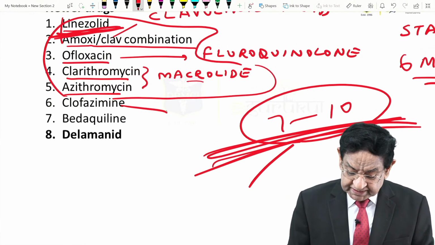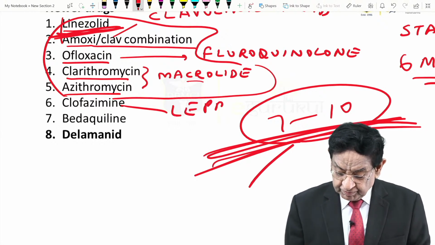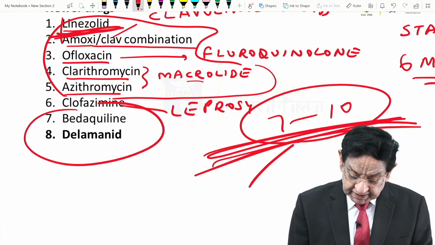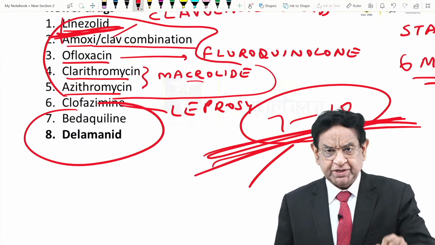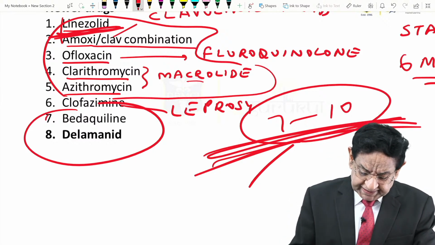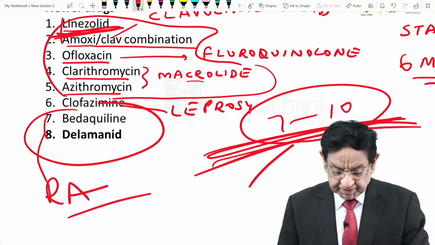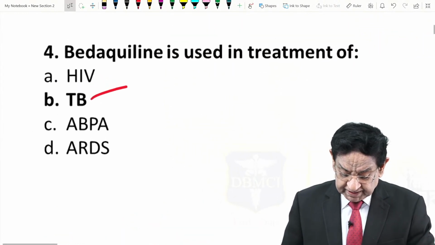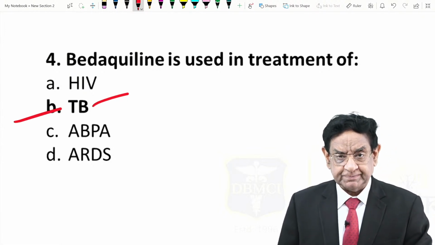Now, clofazimine is the drug that we use primarily for leprosy, but now it is effective as an anti-tubercular drug. But these two drugs, bedaquiline and delamanid, you should not forget. This will surely come in your exam. So I'm leaking the paper to you, but in a very honest way. They are the 2 latest drugs, recent advances that we are using for the treatment of tuberculosis. So friends, bedaquiline is the drug that we use in the treatment of tuberculosis, not in other conditions.